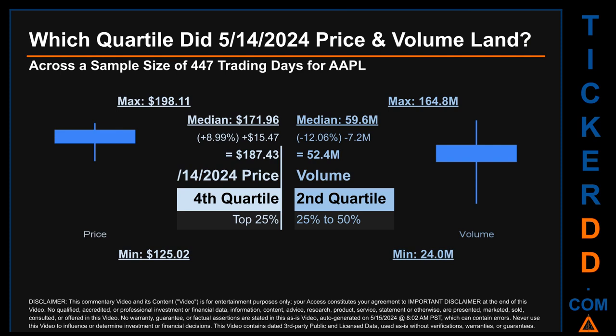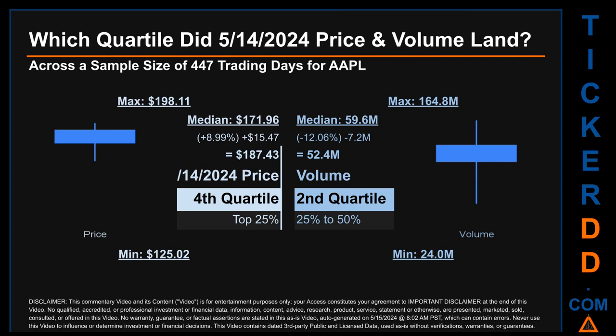Which quartile did May 14, 2024 price and volume land? Across a sample size of 447 trading days, the maximum end-of-day price for AAPL was $198.11 while the minimum was $125.02. Within that price range, May 14, 2024 price, of $187.43, landed within the fourth quartile, meaning that it was within the top 25% of all sampled end-of-day prices. The day's volume landed within the second quartile, that is within the 25% to 50% range of all sampled daily volume, which saw a max daily volume of 164.8 million and a minimum of 24 million.